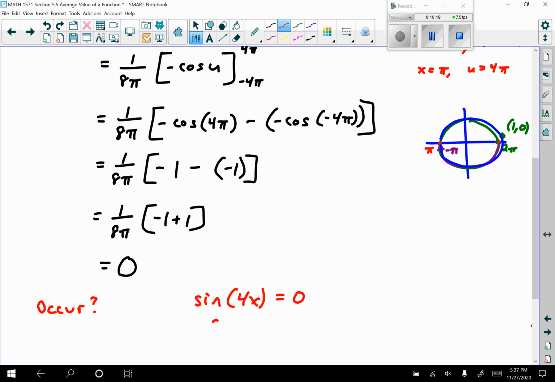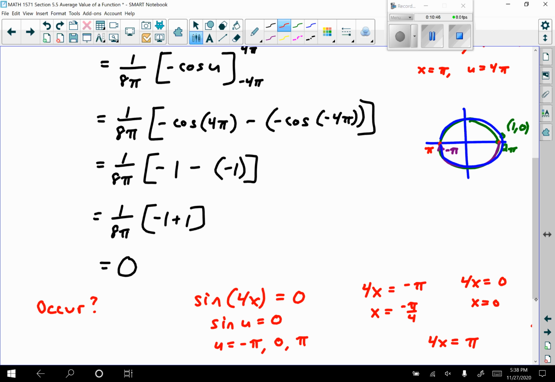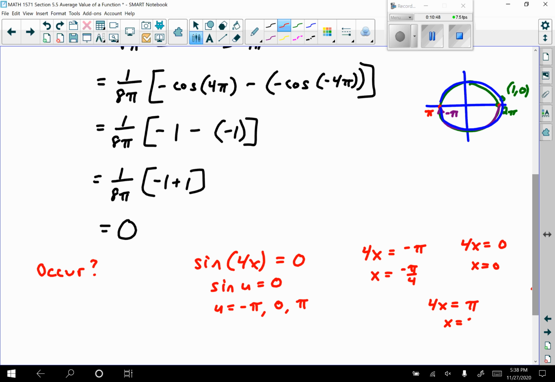So again, if we think back to sine of u equal to 0, this is going to happen when u is equal to negative pi, 0, and then pi. But now we have to bring the 4x back in, so 4x is going to equal negative pi, 4x is going to equal 0, and 4x is going to equal pi. Then we just divide everything by 4. So x is going to equal negative pi over 4, x is going to equal 0, and x is going to equal pi over 4.